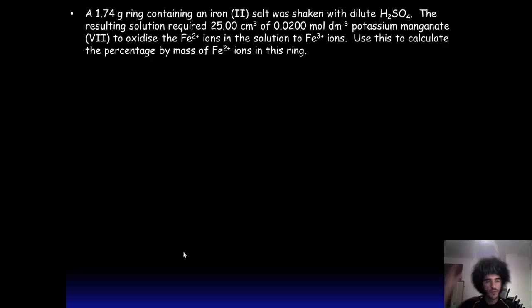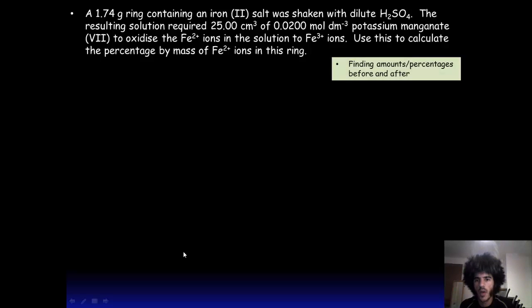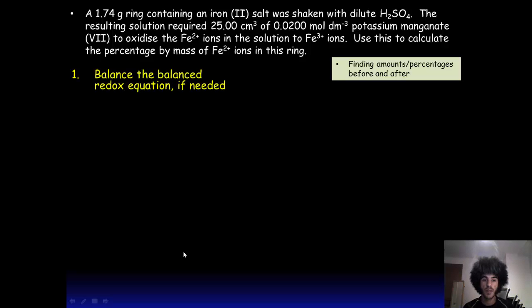A 1.74 gram ring containing an iron salt was shaken with dilute H2SO4, blah, blah, blah. Use this to calculate the percentage by mass of Fe2+. Now, this is an example where they might ask you to find the amount or percentage of something, particularly before and after. Now I'm going to focus on the percentage of something in something. So first off, I have to decide the balanced redox equation.